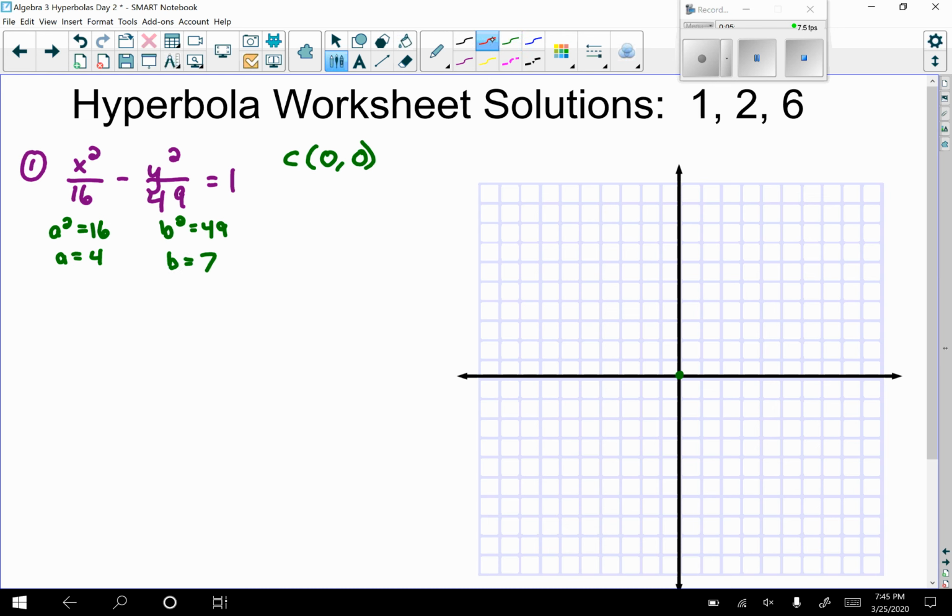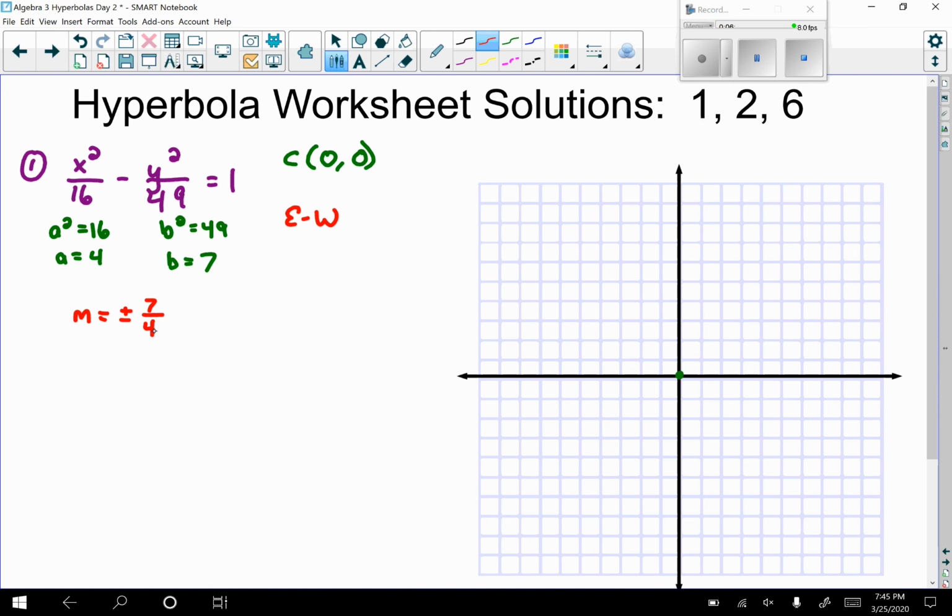We also need to know the direction of this. Is it going to be east, west, or north, south? So whatever comes first is going to dictate that to us. Because the x term is the first numerator, this is going to be an east-west, so a sideways hyperbola. And the slopes of the asymptotes, we'll figure out the vertices later. For the slopes of the asymptotes, whatever's underneath the y is our rise, and whatever's underneath the x is our run. So it's going to be plus or minus 7 over 4.